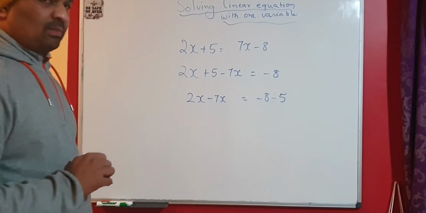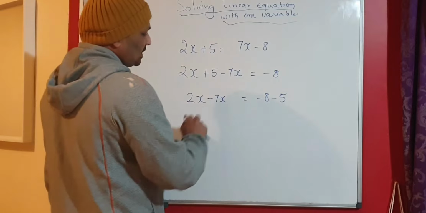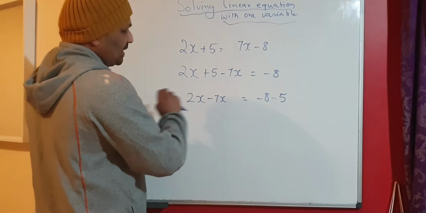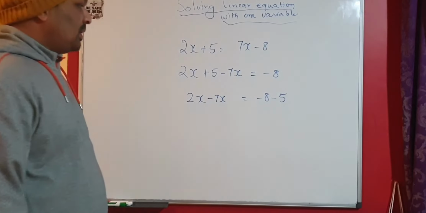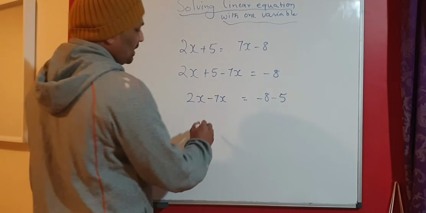Now you simplify these expressions on both the left side and right side. It is possible to simplify because on the left side you have only the x terms, the terms that have x in them. On the right side you have terms that are constants. So it's easy to simplify. When you simplify 2x minus 7x, you will get minus 5x.